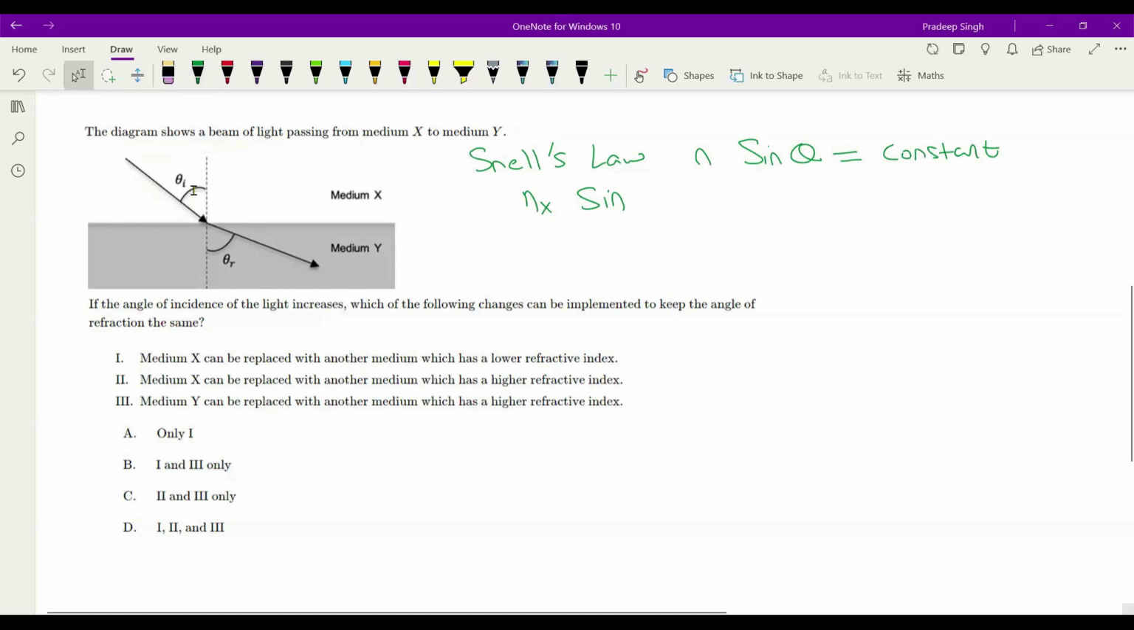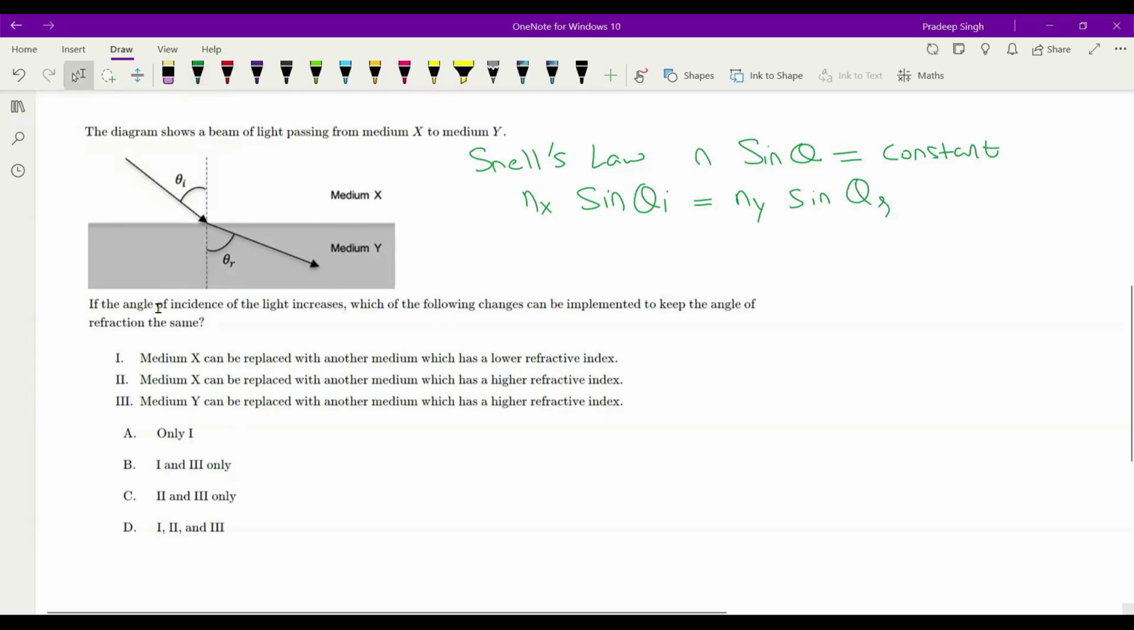If you observe this diagram, theta I is the angle of the beam with respect to the normal in the medium X. So we will write nx sine theta I equal to n sine theta for the medium Y, which will be written as ny multiplied by sine of the angle in medium Y, theta r. So we write theta r.